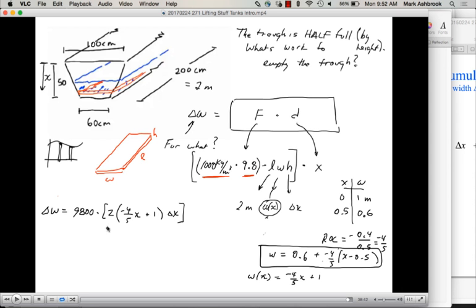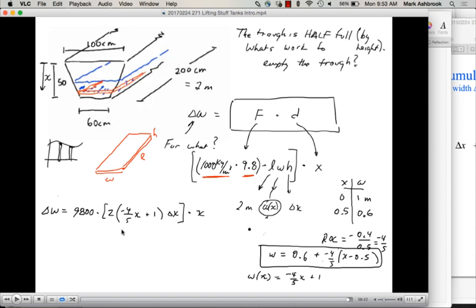So that thing in brackets is the volume of the slice, times the weight density gives the weight or the force, and then times the distance we have to move it, which is x. So there's our typical amount. That's the work for a typical slice. It's a function of two things: how deep the slice is, and how wide the slice is, which is a function of how deep it is.